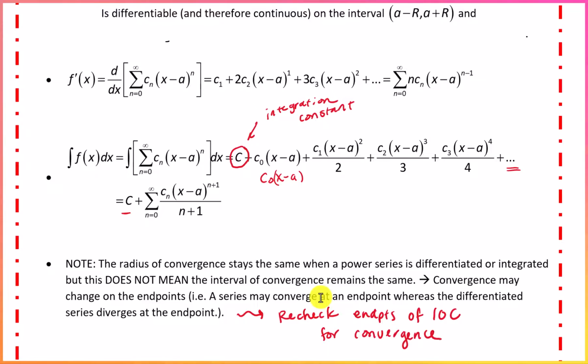So just remember the radius of convergence will stay the same, but at the endpoints you may gain or lose convergence when you differentiate or integrate. Okay, let's take a look.